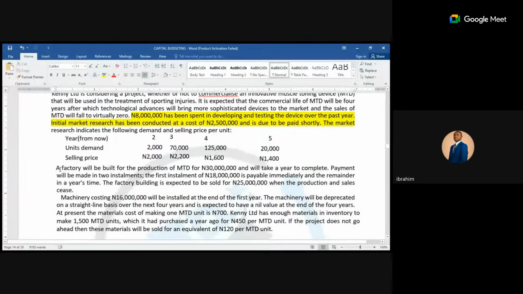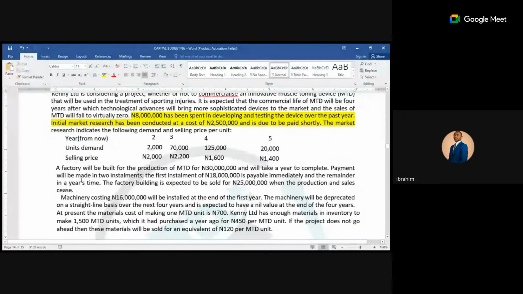Now, a factory will be built for the production of MTD. You can see the demand. We can all see the demand. Now, it started from year 2 to year 5. A factory will be built for the production of MTD for 30 million and will take a year to complete.